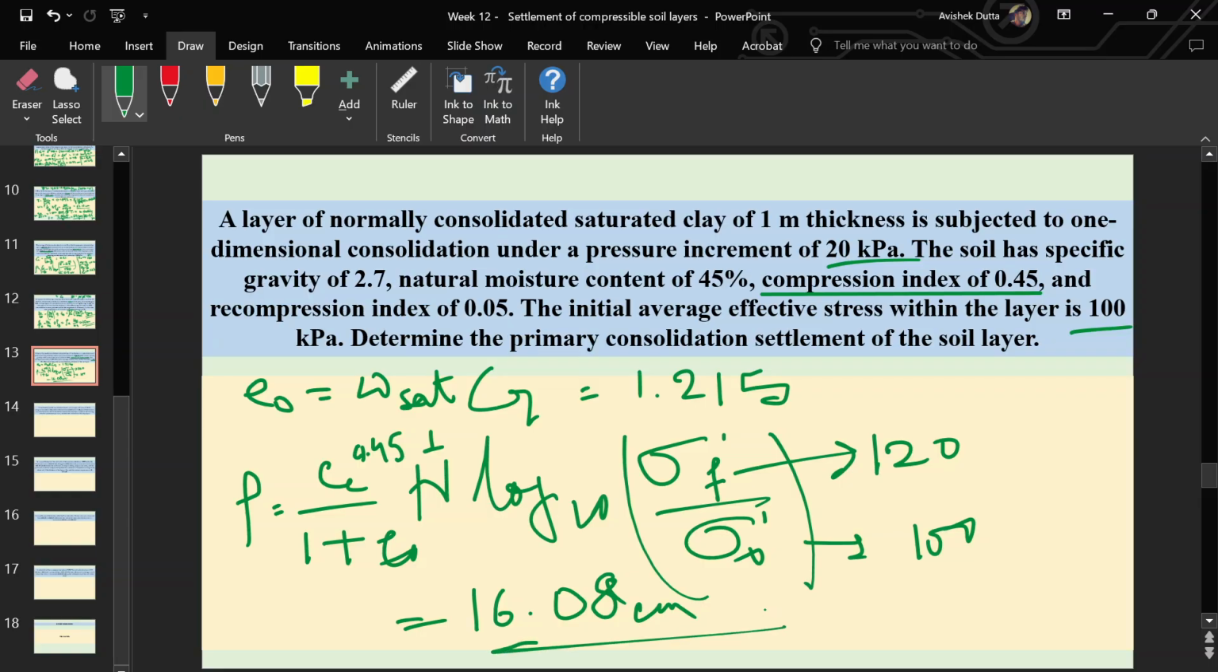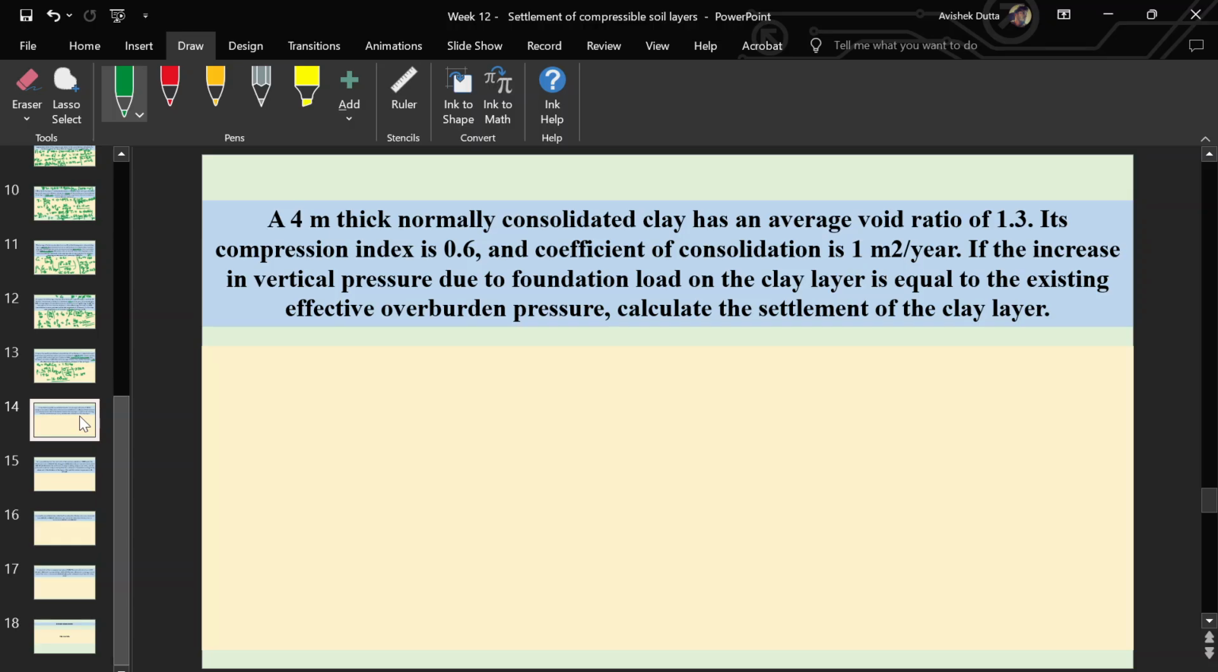Sorry, not centimeter, millimeter. 16.08 millimeter. Okay, so the recompression index is not necessary over here. Yes, sir, just an extra parameter given, sometimes to confuse people, but anyway.